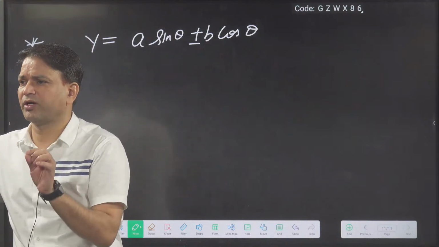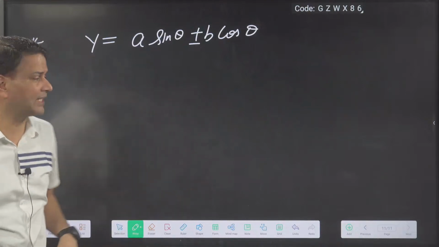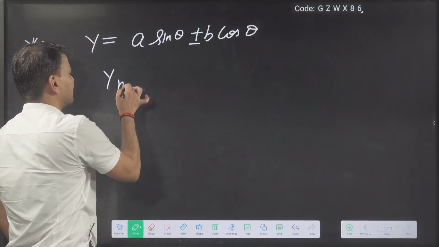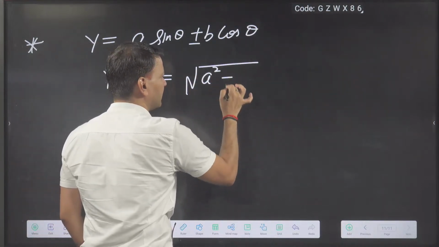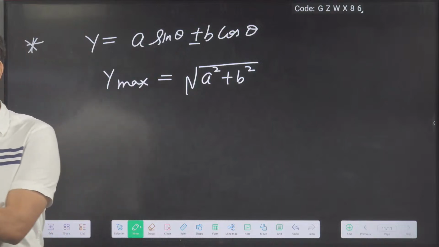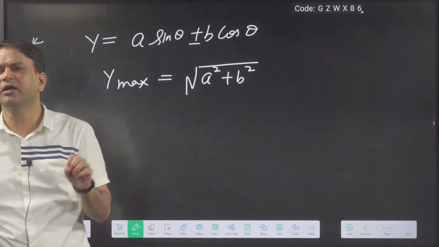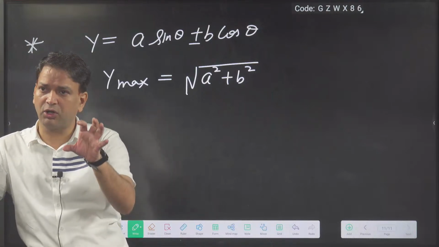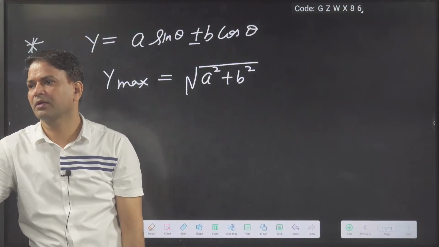So directly what we will do, we will remember the max. If this type of expression is coming, then what is the maximum value of y? Y max is equal to under root of a square plus b square, means multiple of the sine theta square plus multiple of the cos theta square. Whether there is a plus in between or minus in between, y maximum is the same.